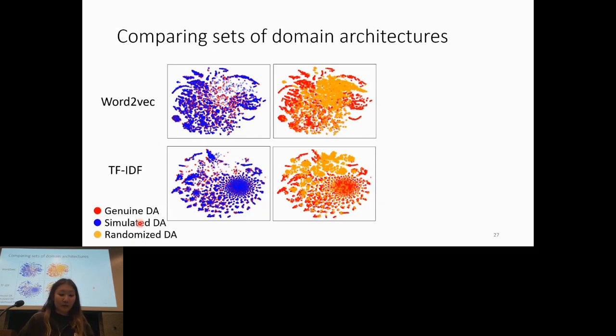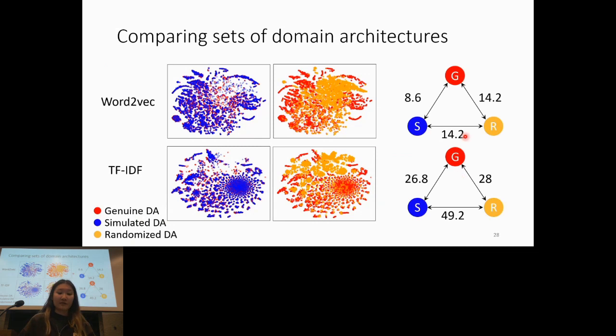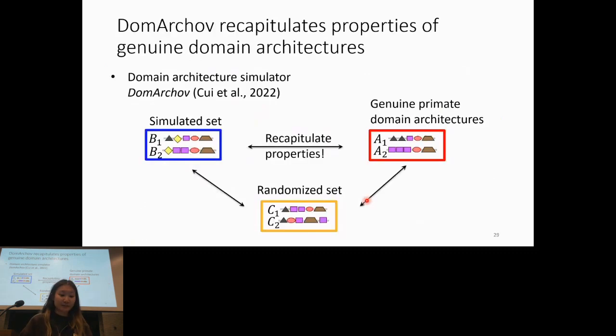And so now we can quantify this relationship with the Earth mover's distance. These are distances among the three sets. And as the Earth mover's distance indicates, the set of genuine and simulated domain architectures are indeed closer in this space than they each are to the randomized set. So this experiment shows that the Markov model recapitulates the properties of genuine domain architectures better than expected by chance.